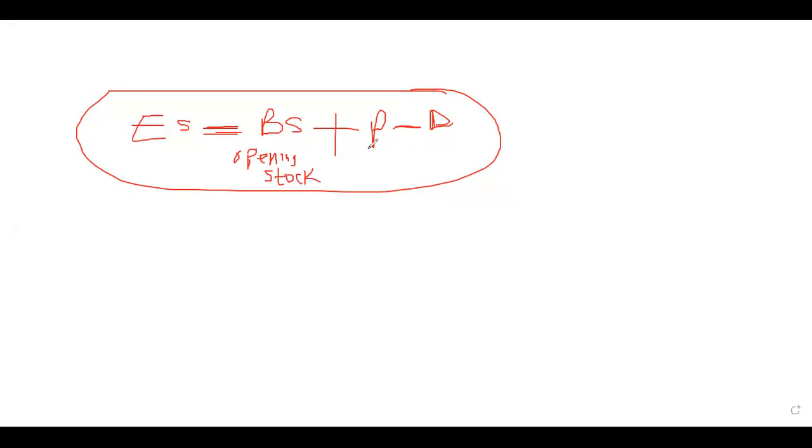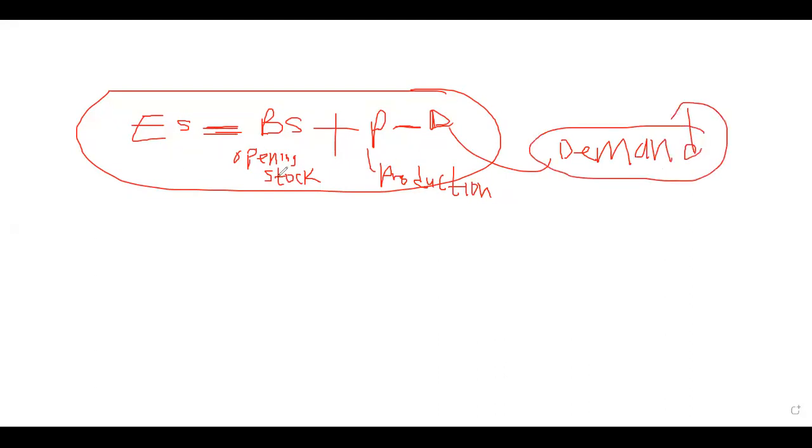So this one is on production. Then what else? Minus this one is the demand. So this is how you get to this. This is the closing stock or ending stock. So this is about what goes on.